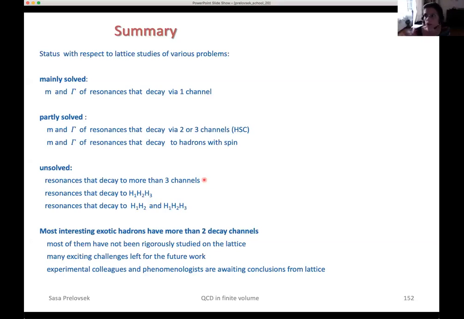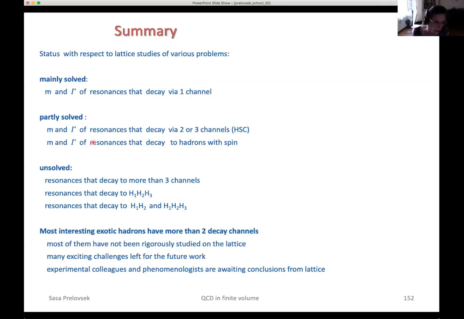On hadron spectroscopy, where you want to study masses and widths and properties of some interesting hadrons, which are not stable with respect to strong interactions, the mainly solved problems are the masses and widths of resonances that decay only to one channel. But there are not so many of those. It's the rho meson, the K-star meson, some D mesons, not many. And those are almost mainly solved.